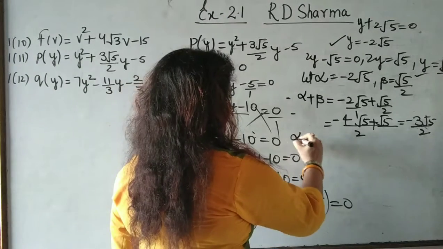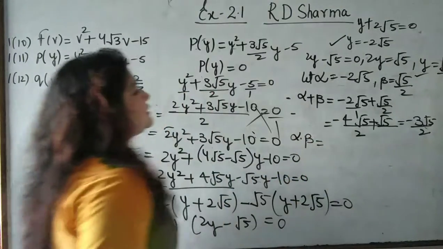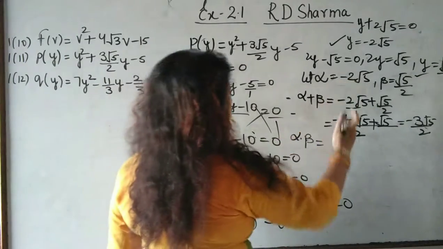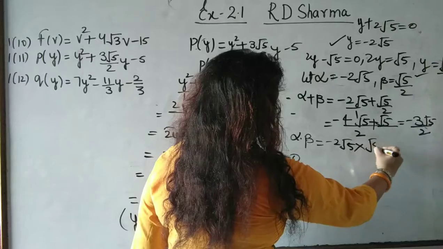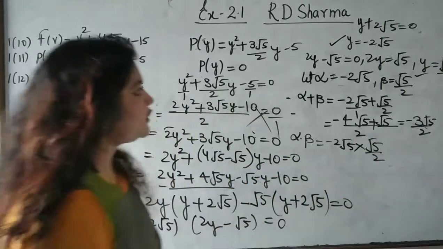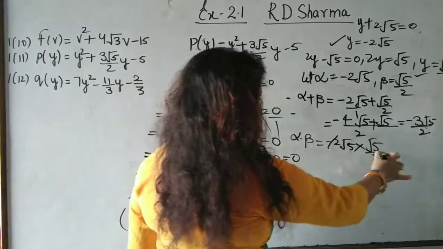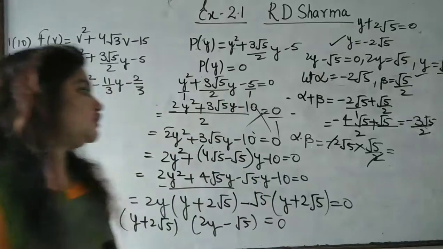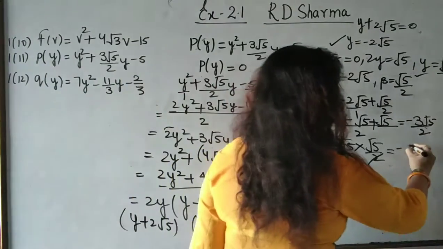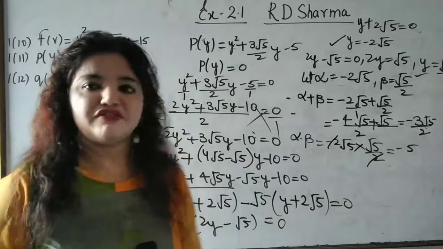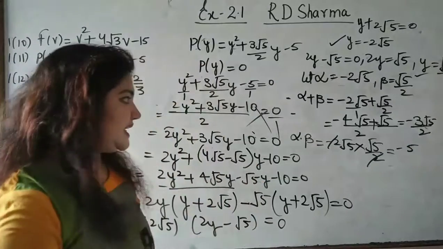And now alpha into beta. Alpha is minus 2 root 5 and beta is root 5 upon 2. The 2 and 2 have got cancelled. Root 5 into root 5 is 5, and minus is also there, so we will write minus 5. So alpha into beta we have calculated as minus 5.